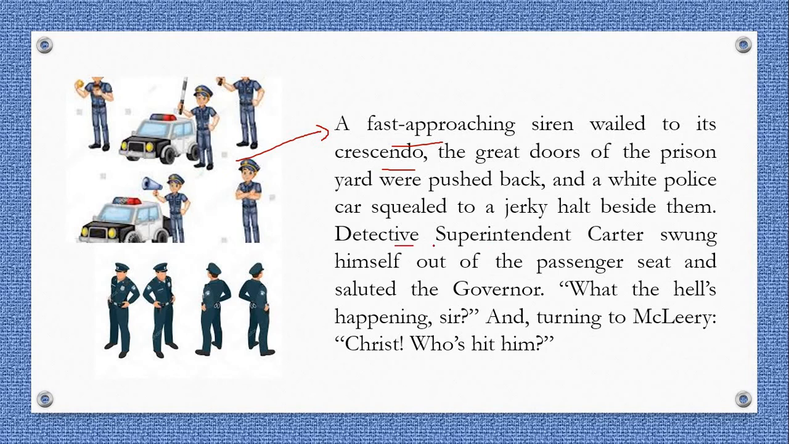Detective Superintendent Carter swung himself out of the passenger seat and saluted the governor. "What the hell's happening, sir?" And turning to McLeary, "Christ, who has hit him?" he asked. So this was the reaction of Mr. Carter when he happened to see that the officers were trying to comfort and help the person who was highly injured.